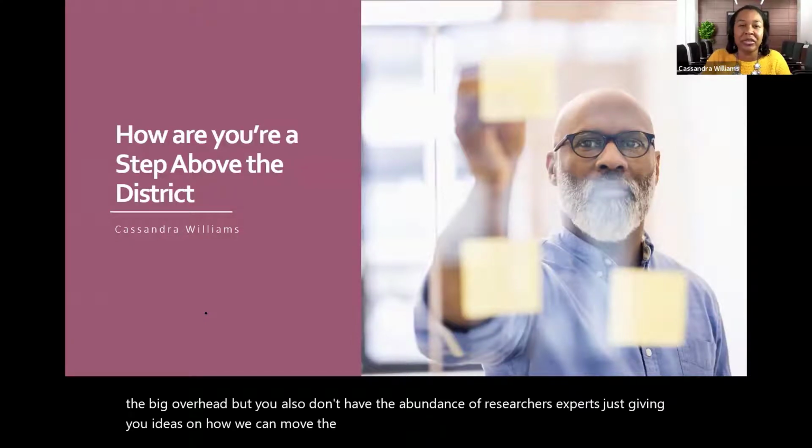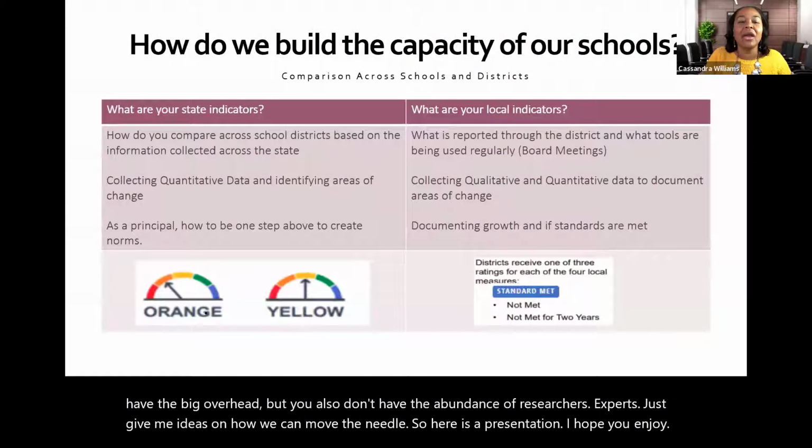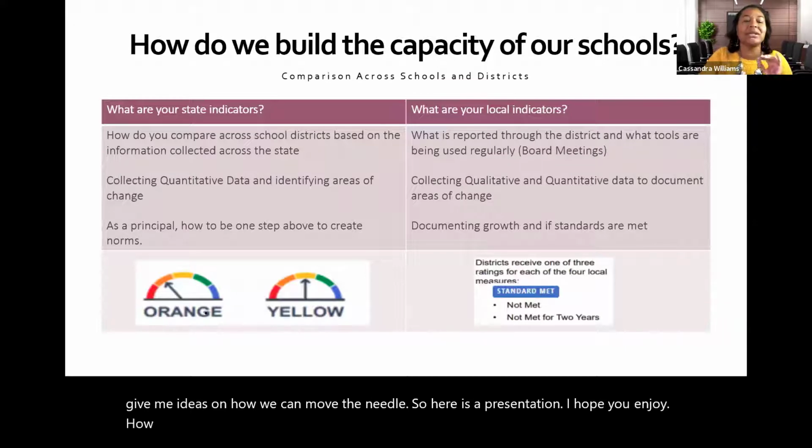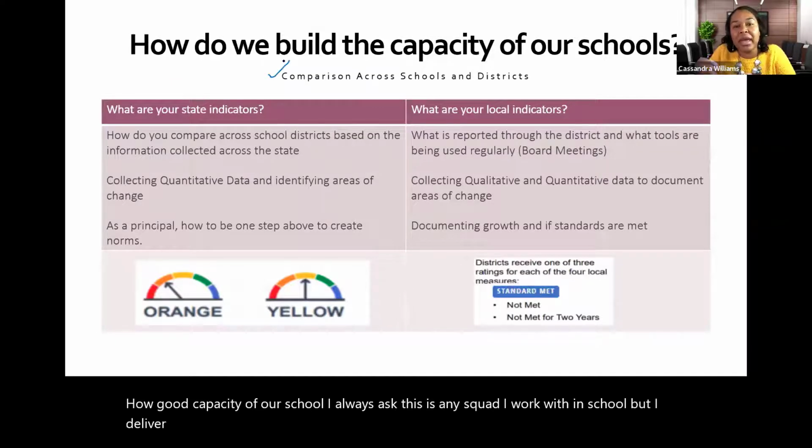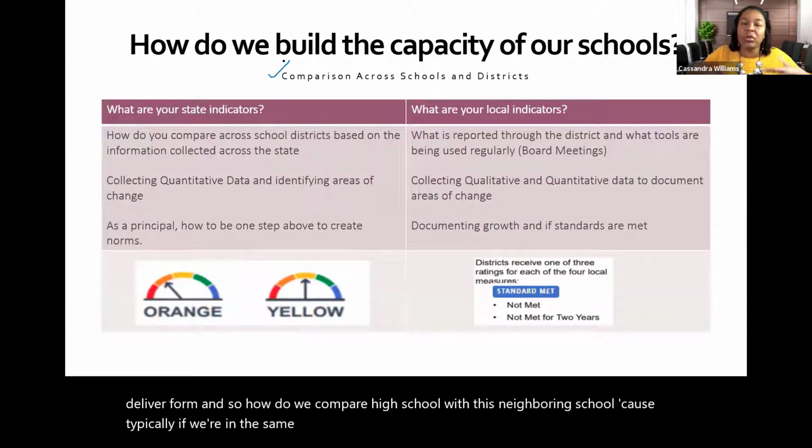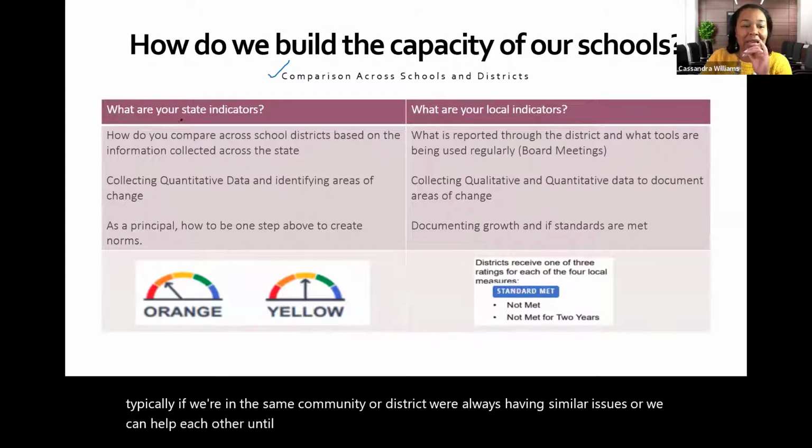So here is a presentation. I hope you enjoy. How do we build the capacity of our school? I always ask this in any school that I work with, any school that I deliver for. And so how do we compare our school with this neighboring school? Because typically, if we're in the same community or district, we're always having similar issues and we can help each other. And so I always start with state indicators.